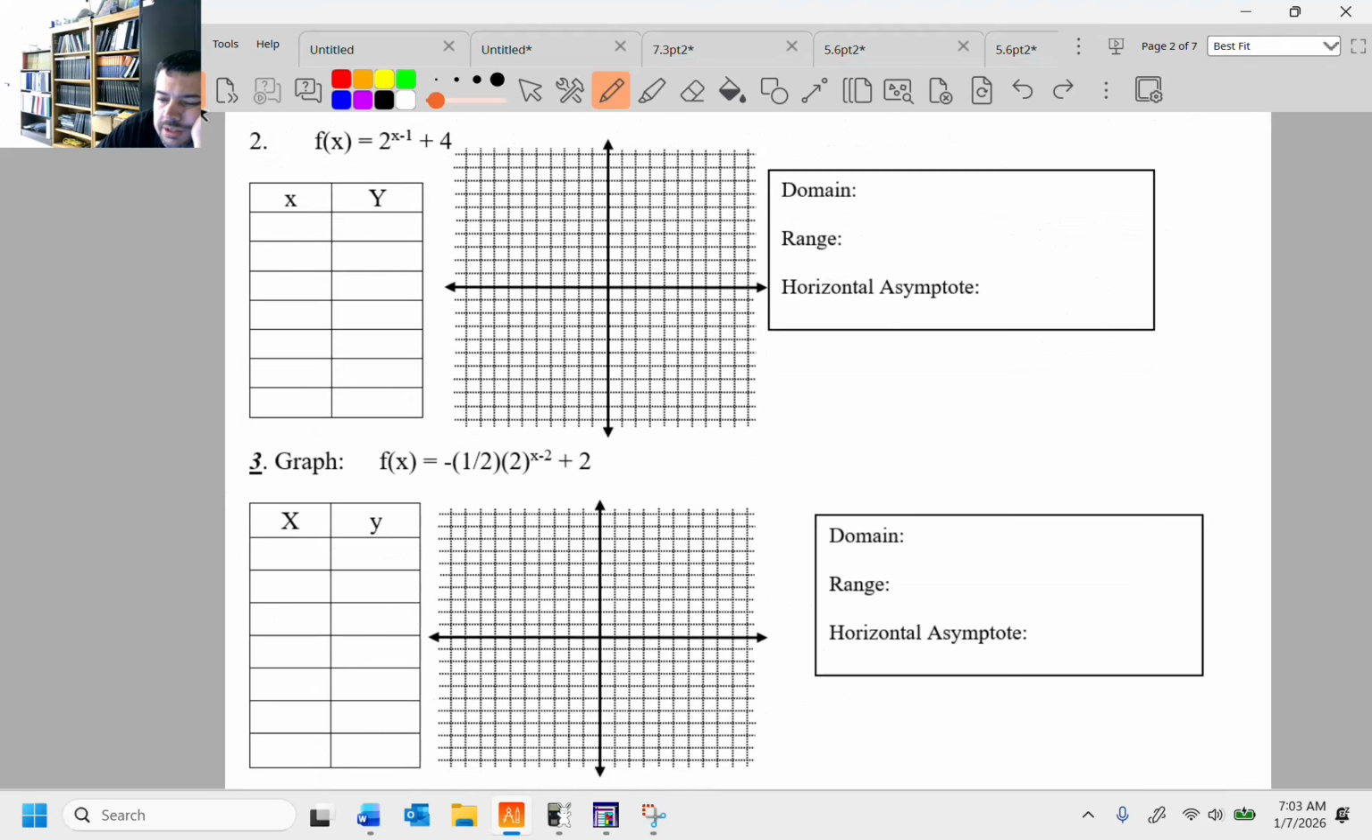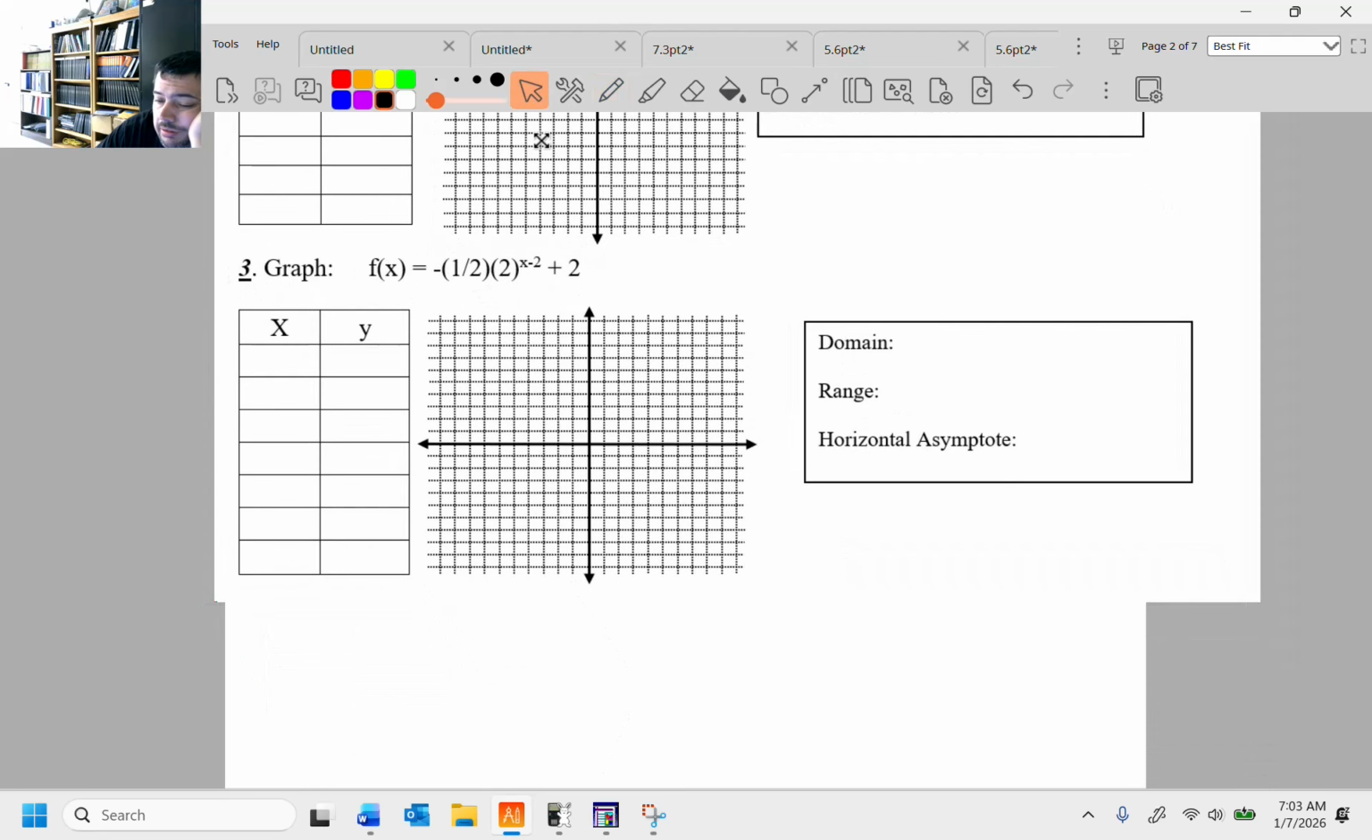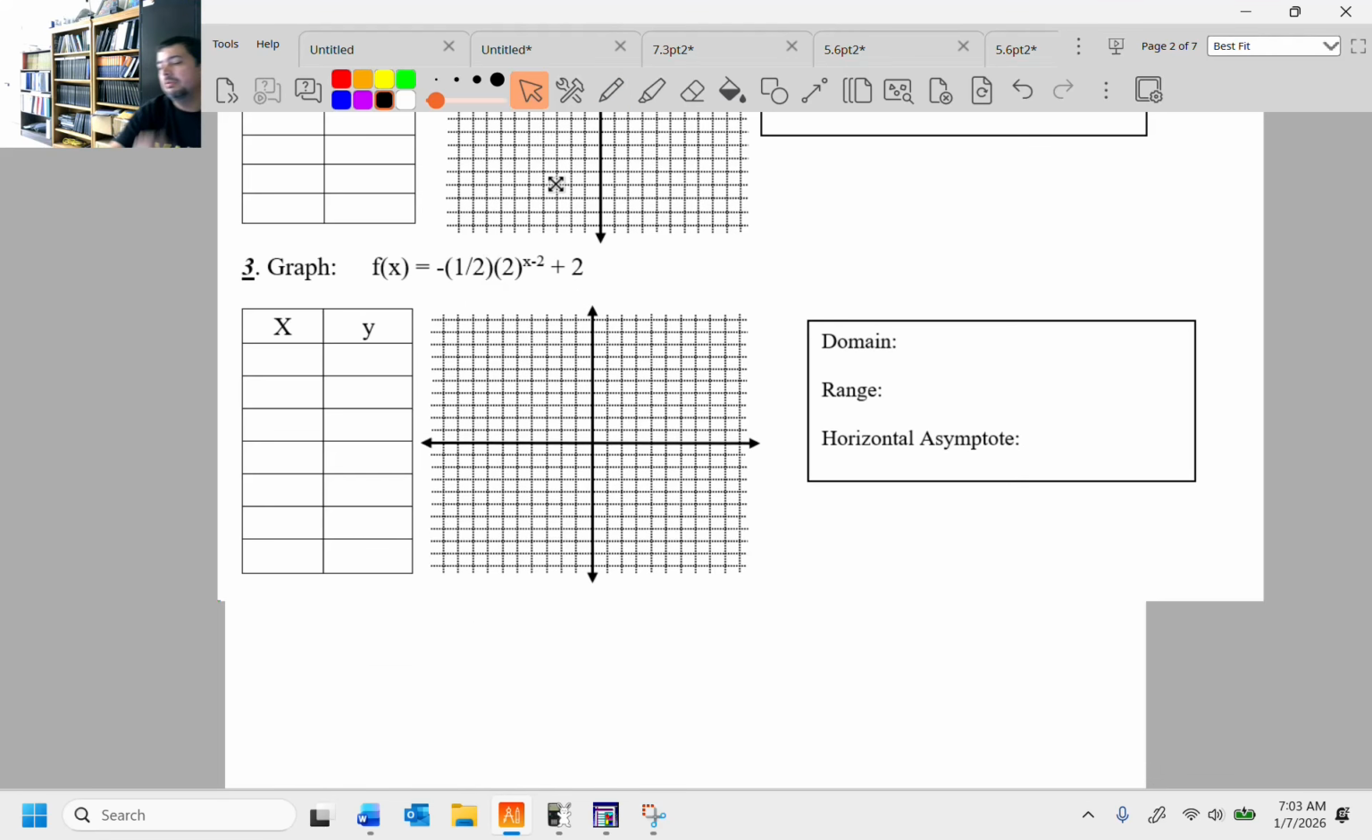Alright, a little bit of your 6.1 homework, but not much. So I'm going to do number 3 because it's got a negative. Graph f of x equals negative 1/2 times 2 raised to the x minus 2, plus 2.